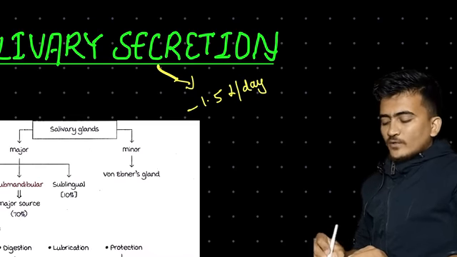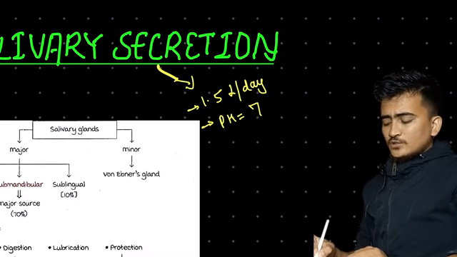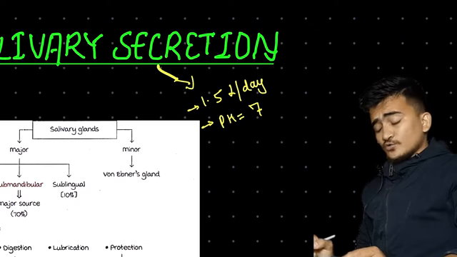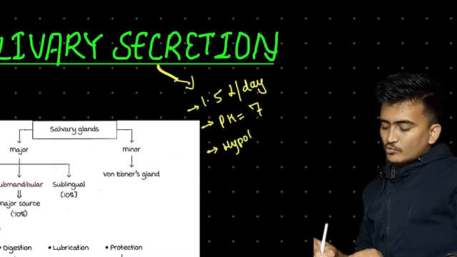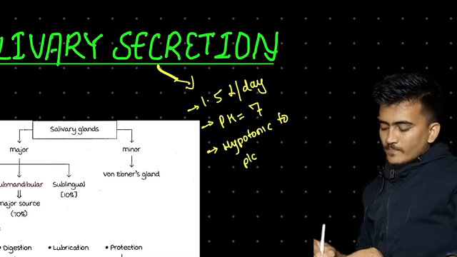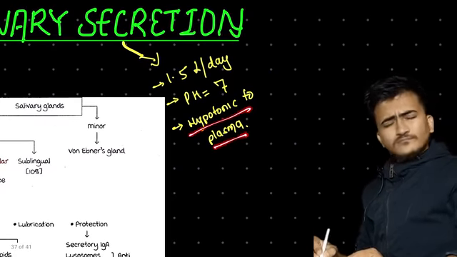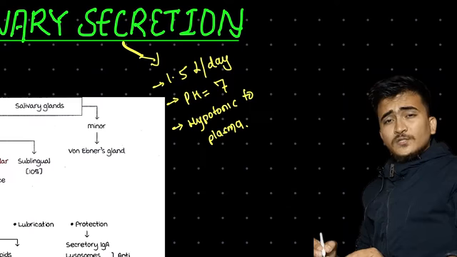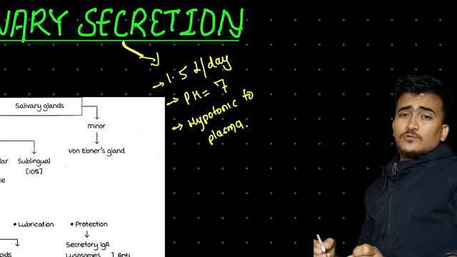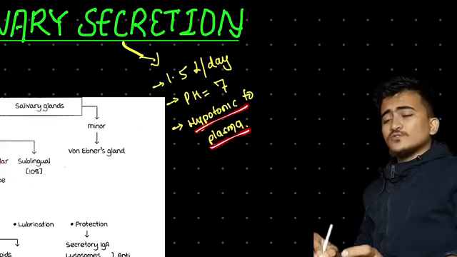So now what about its pH? Its pH is near 7. Another fact we need to know is that it is hypotonic to plasma. It is hypotonic to plasma because in the area of salivary secretion there is permeability for NaCl, sodium chloride, but it is impermeable to water. So if NaCl moves out, then obviously there will be a hypotonic condition. So it is hypotonic to plasma.